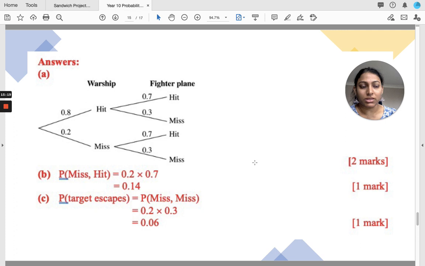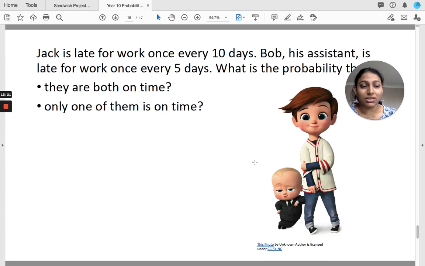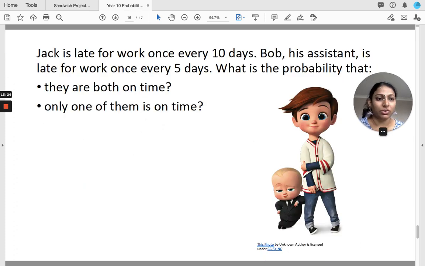But this is a very important concept. Now moving on to these kind of questions you do encounter on your HSC questions as well for advanced maths. So Jack is late for work. So what I thought is I use boss baby pictures here. So this is the boss, this is the assistant right here. It's the other way around. The older brother is the assistant. Jack is late for work once every 10 days. So the probability of him not being late would be 1 minus 1 over 10, or 9 out of 10 days he is not late.